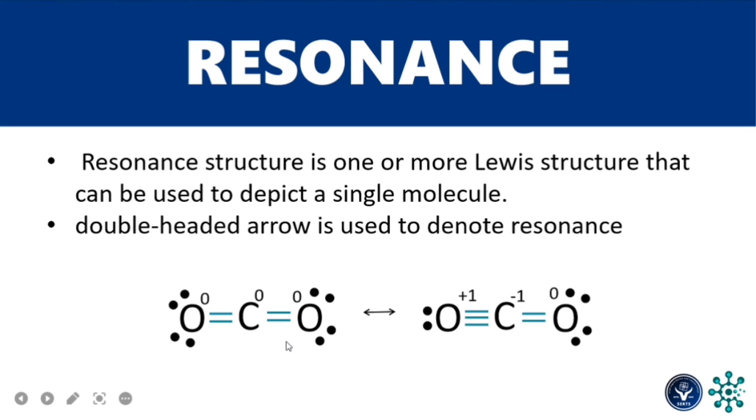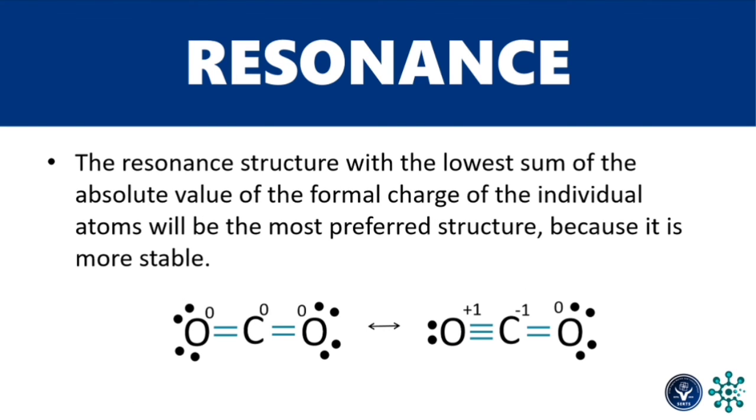These are resonance structures of carbon dioxide. The resonance structure with the lowest sum of the absolute values of the formal charges of the individual atoms will be the most preferred structure because it's more stable. It doesn't mean there is only one; there is more than one possible structure to describe a compound. All of them exist or all of them are valid. We need to verify which one is most preferred, which one is more stable.